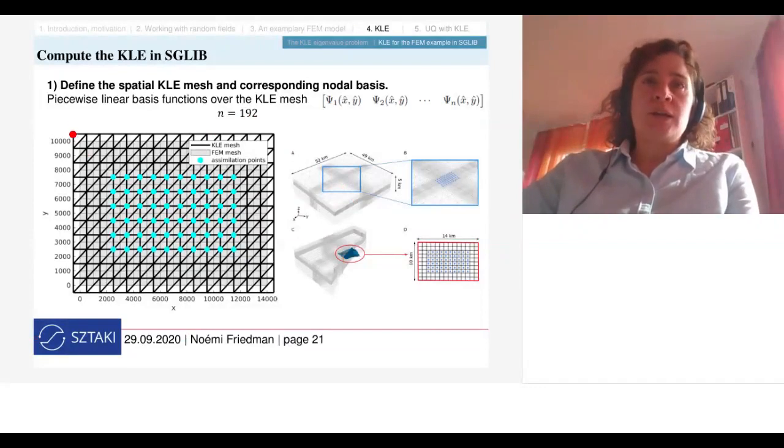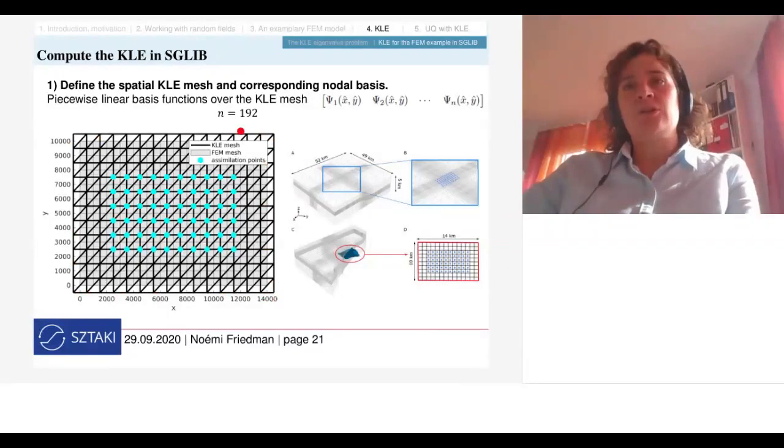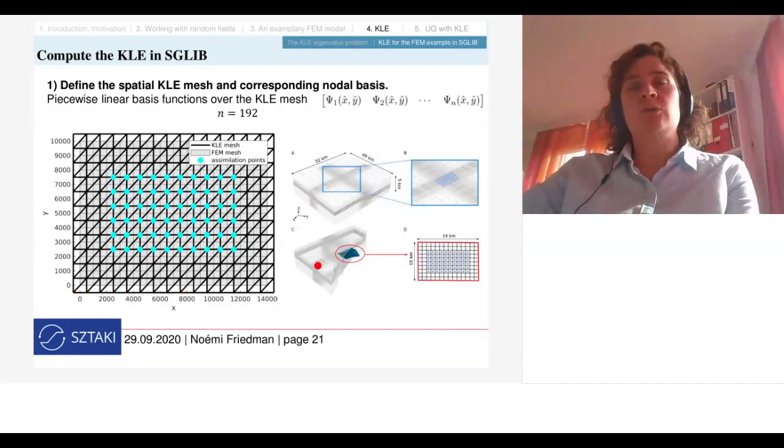Now, I should also mention that I extended the boundary with another set of points, and this is intentional because the KLE expansion gives relatively poor results on the very boundary of the domain, and I didn't want to include the boundary values in the finite element computation. So I made the mesh nodes also in these nodes, and then I excluded the results for those when I called the deterministic solver.